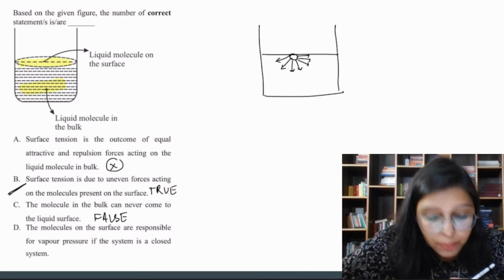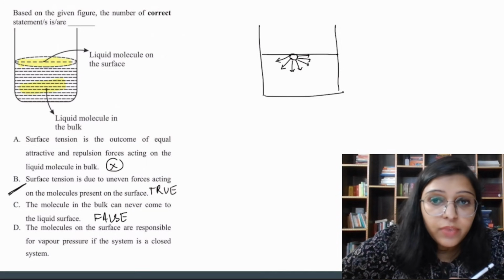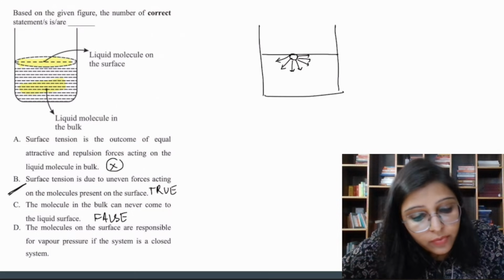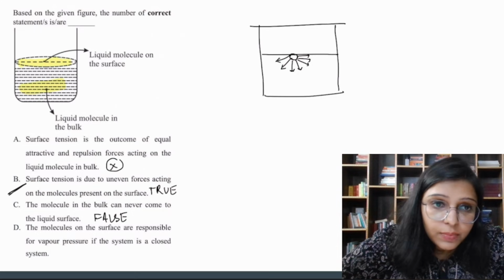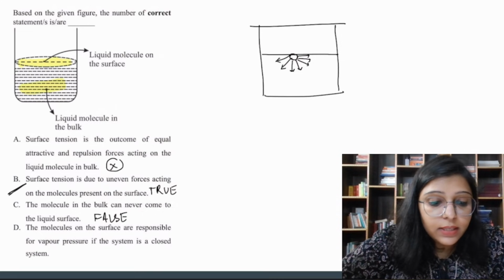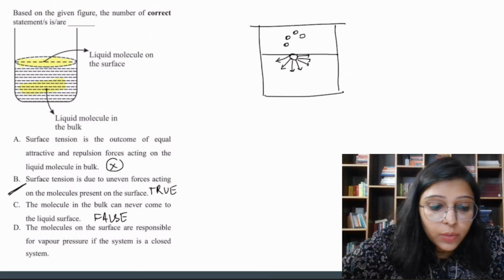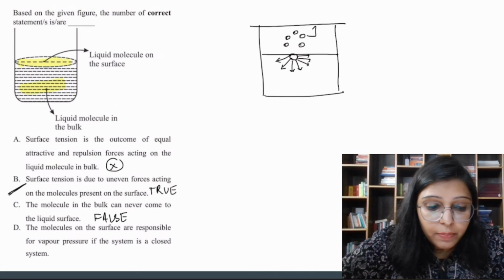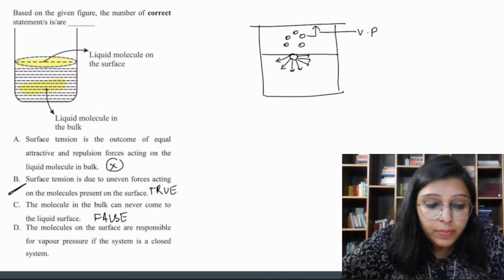Next, the molecules on the surface are responsible for vapor pressure if the system is in a closed system, right? So if the system is closed, if the liquid is volatile, then what happens? Surface particles can be converted into vapors, and when they convert into the vapor form, then these vapors can apply pressure which is equal to vapor pressure.